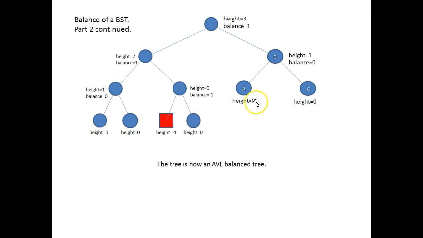Here we go. Now over here, height of 0, balance factor equals 0 minus 0 equals 0. Height of 2 minus 1 equals 1. Balance factor is 1. We see the balance factors 1, 0, -1, 0, 1. All of them are less than or equal to 1 in magnitude. So what we now have is an AVL balanced tree. That's it. Thank you.